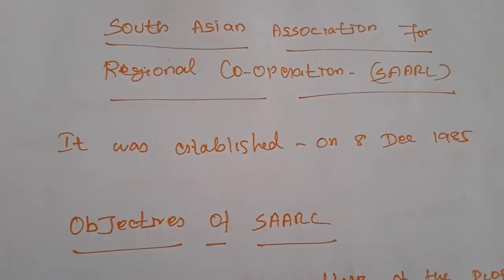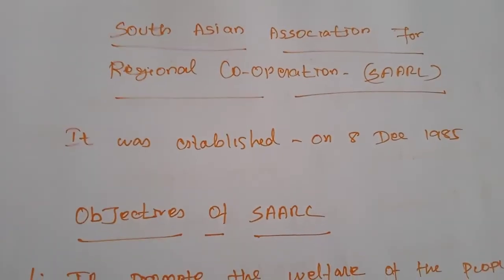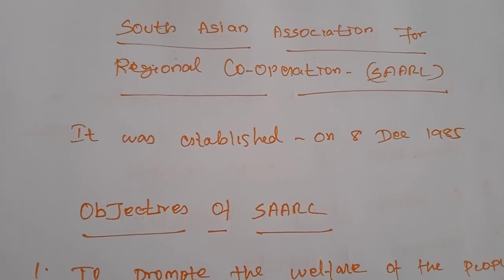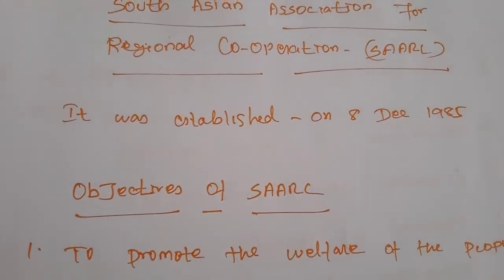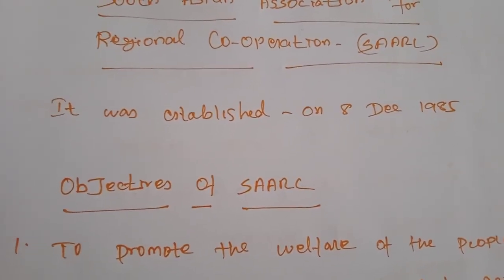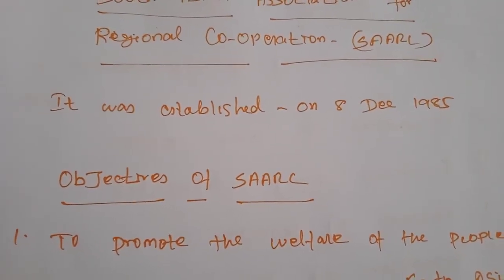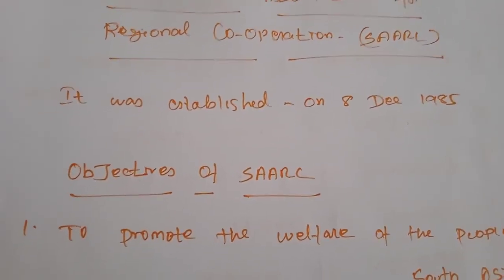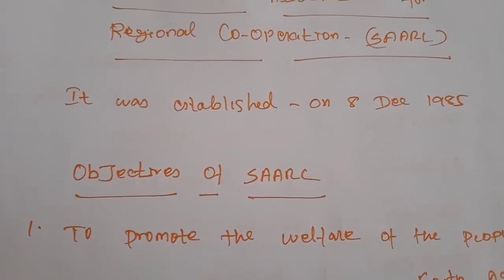Next, the South Asian Association for Regional Cooperation. So simply we will call it SAARC. The South Asian Association for Regional Cooperation is an organization of South Asian nations. So what are the South Asian nations? All the nations are joined together and make cooperation among themselves.